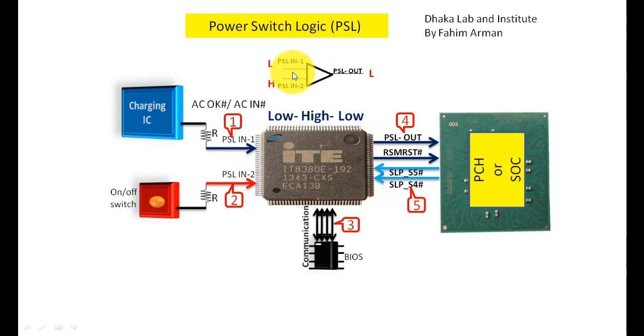So if you want to make the output high, there should be two highs, but there is one high and one low, so the output will be low. Okay, so that's why this logic is working like that. This is low and this is high, and as this comparator is an AND gate, high and low will give output low. Okay, so this was the power switch logic.